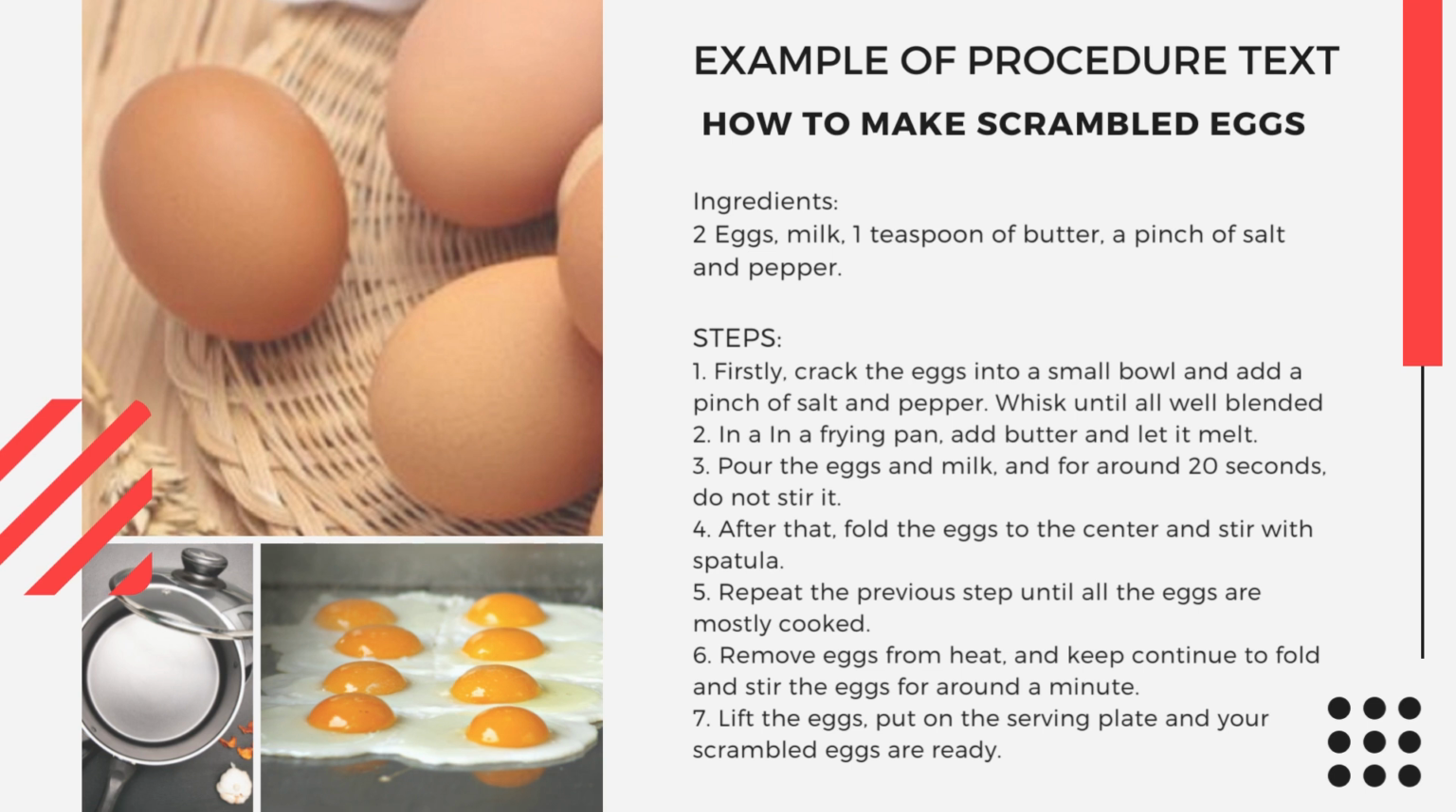Fifth, repeat the previous step until all the eggs are mostly cooked. Sixth, remove the eggs from the heat and continue to fold and stir the eggs for around a minute. The last one, leave the eggs, put them on the serving plate, and your scrambled eggs are ready.